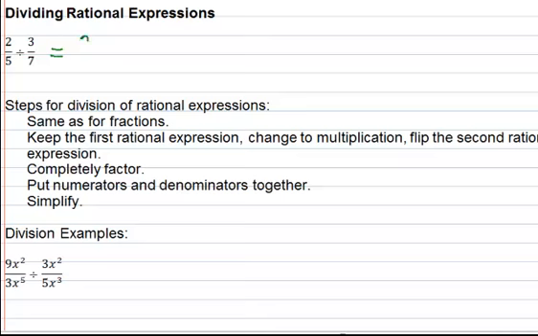And we remember that we keep the first fraction the same, and then we change the division to multiplication, and we flip it or use the reciprocal. And then, of course, once we've done that, we just use the fraction multiplication rule, which is multiply straight across. So exactly the same for fractions, and this was the process.